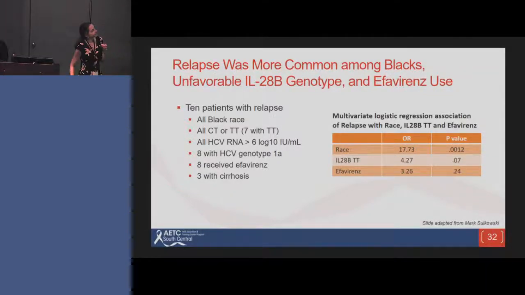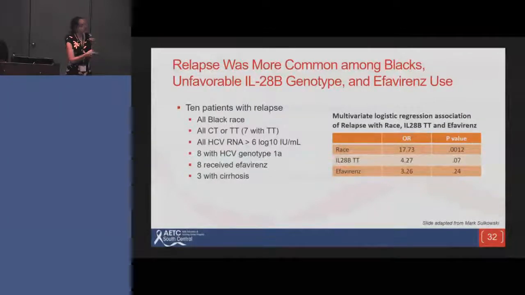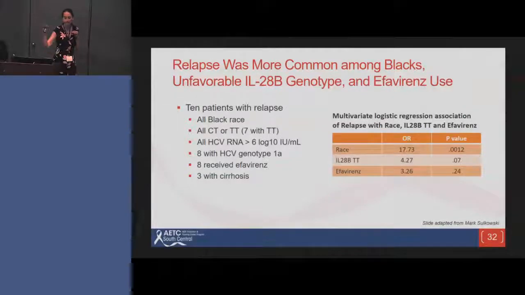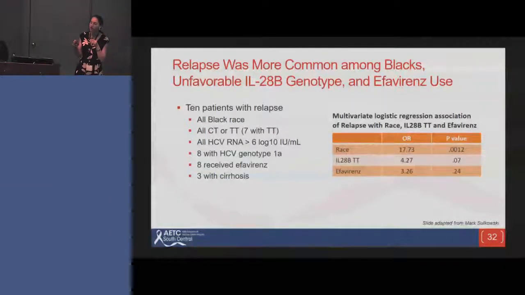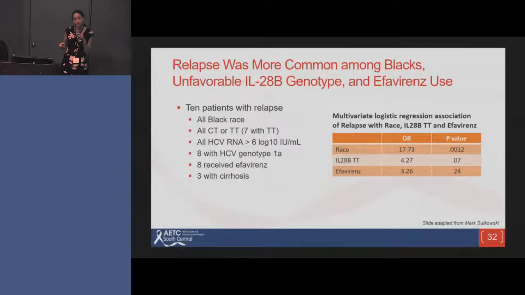All had hep C RNA levels over 10 to the 6th, so over 1 million. And most had genotype 1A, most were on efavirenz. On the table on the right, you can see it didn't reach statistical significance as far as a risk factor for relapse. But you might ask why the Black race is a factor. It's actually because these unfavorable IL-28B genotypes are found more often in people who have African heritage. So it's actually a genetic factor.